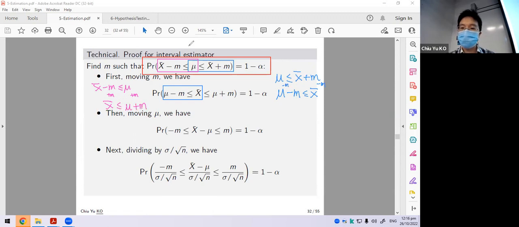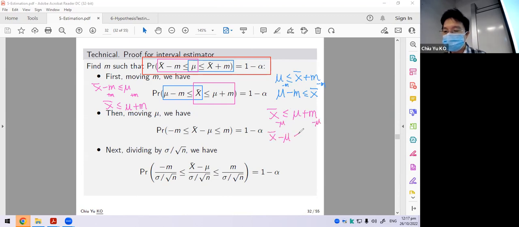Which, you can see, is the right-hand side. I hope this is clear how this is being done. Now we continue to look at the purple part, which is x bar is less than mu plus m. What we're going to do is subtract mu from both sides. So that was x bar minus mu less than m.